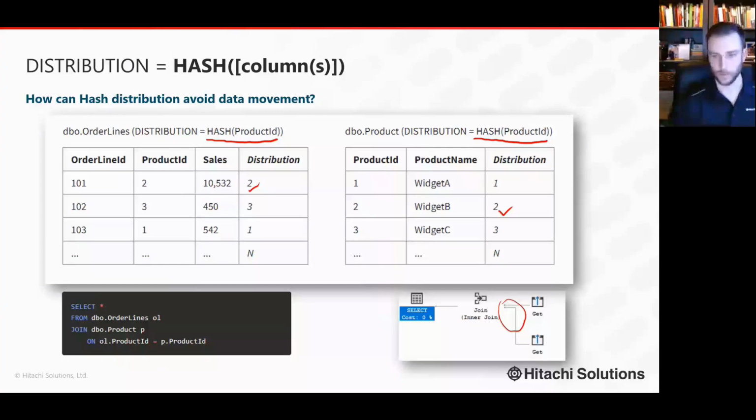Now this query will run faster because the join doesn't need to take place at the compute node level. It can take place on each of the individual 60 distributions. So this will be faster than replicate.